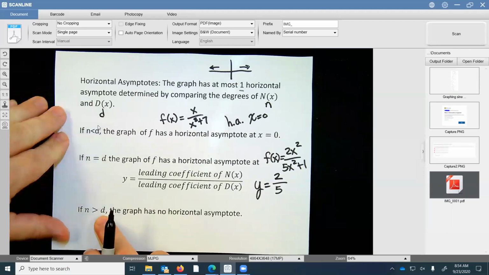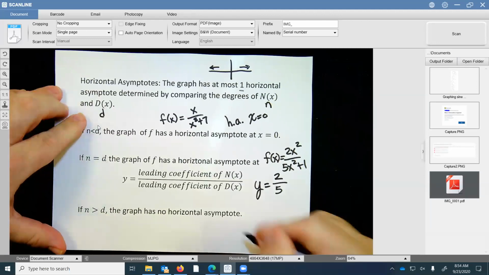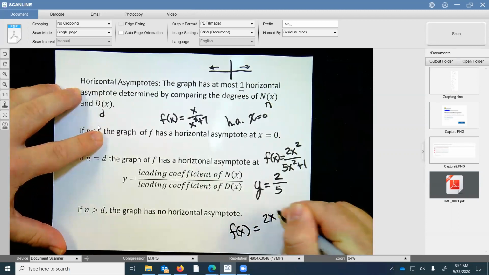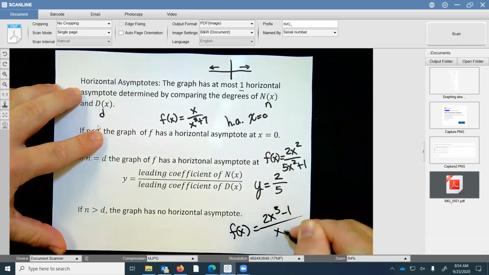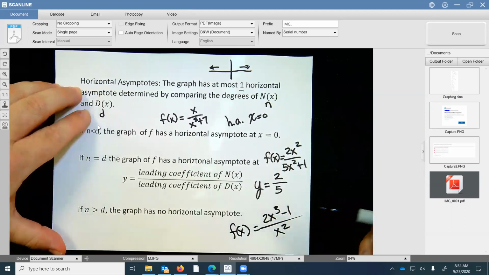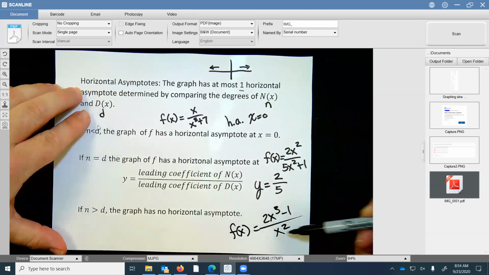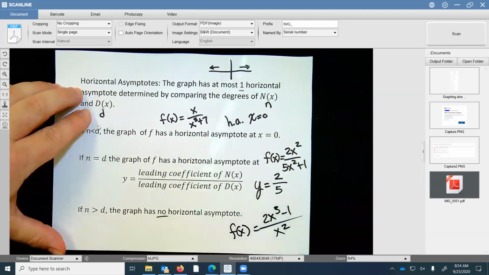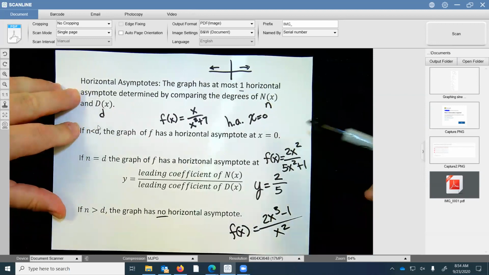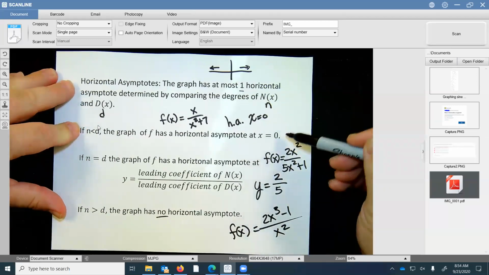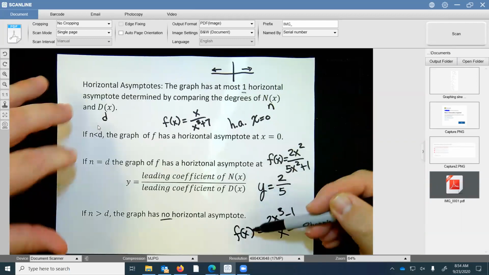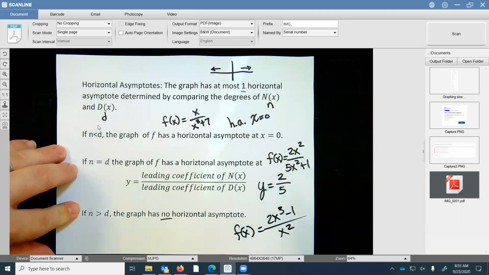And if the numerator is greater than the denominator, so f of x equals 2x cubed minus 1 over x squared, where the degree of the numerator is greater than the degree of the denominator, there's no horizontal asymptote. So you have to know these 3 rules. If the numerator is less, it's x equals 0. If they're the same, it's the ratio of the coefficients. If it's greater, there's none. There are 3 rules that you're going to have to memorize.